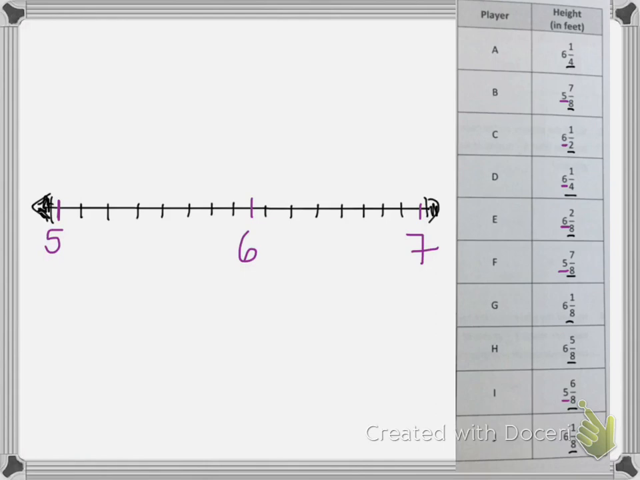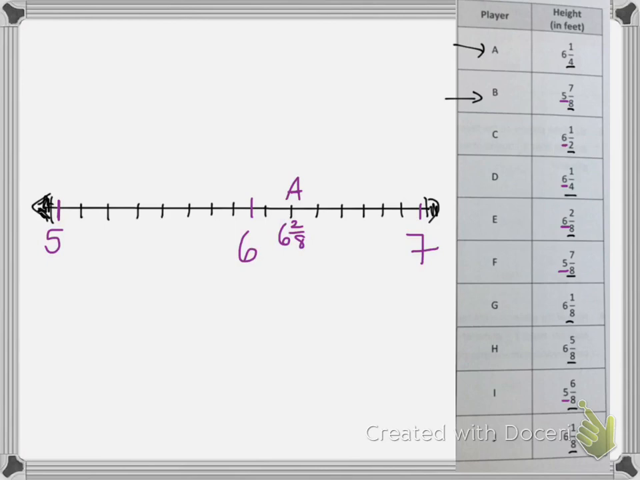So let's start with A. I am going to be looking at A, and we are at 6 1/4. I know that 6 2/8, which would be right here, if I had 1/4 and I multiply by 2, it would equal 2/8. So 1/4 and 2/8 are the same fraction. So 6 2/8, this is A. That's where A goes.